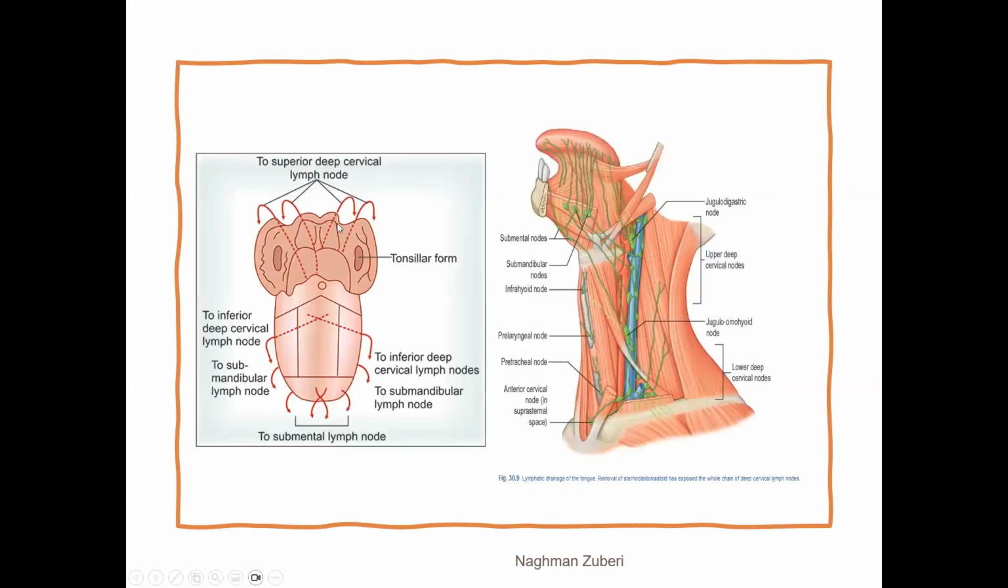Here we can see, it's a very nice diagram. These at the posterior tongue drain to superior deep cervical lymph nodes directly. This is the tonsillar region, and to this one, inferior deep cervical lymph nodes. Then this from the lateral border goes to submandibular lymph nodes, and the tip of the tongue to submental lymph nodes. Here we can see those lymph nodes in the neck where they are present.